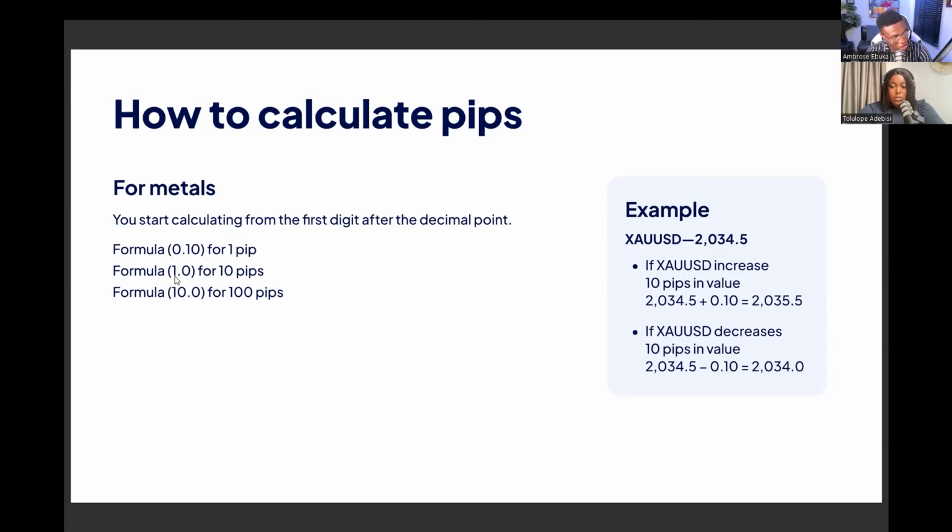Do you understand? So you're basically taking the formula and adding it to your entry price to get your profit. You're taking the formula and subtracting it from the entry price to get your risk on a buy trade. On a sell trade, you take your formula and subtract it from the entry price to get your profit, and you add to your entry price to get your risk. Do you understand? I understand.